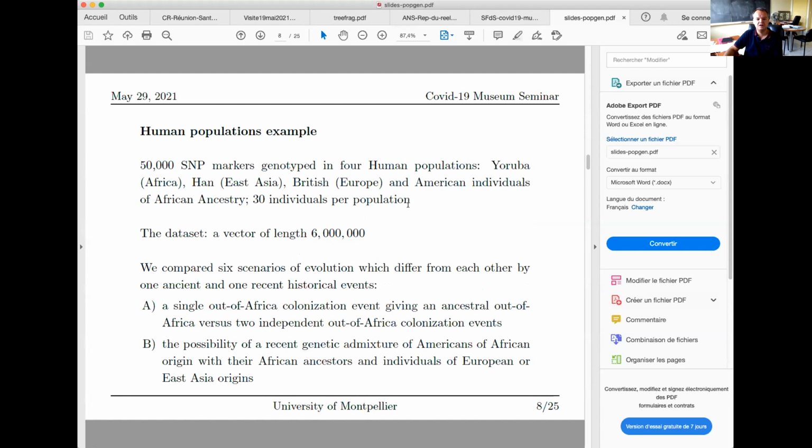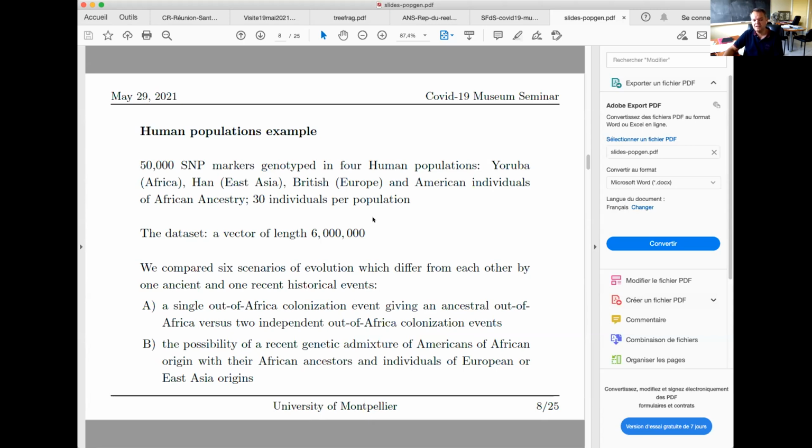There is a very nice example in human populations. We have 50,000 SNP markers genotyped in 4 human populations: a population from Africa, one from East Asia, one from Europe, and one of American individuals of African ancestry. We have some individuals per population. If you have only 30 individuals per population, the dataset, as we have 50,000 SNPs, is a vector of length 6 million. So not so big, but quite big.